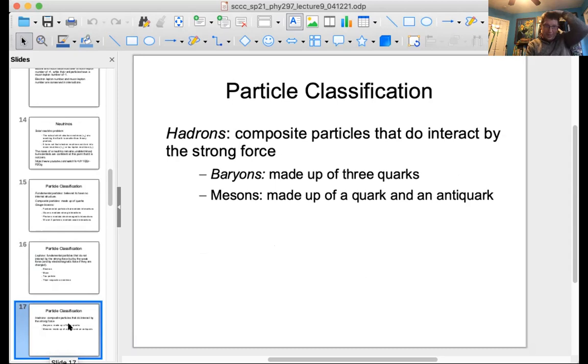So hadrons are composite particles that do interact by the strong force. So the proton is an example of a baryon, which is an example of a hadron. So you have this hierarchy going on. And then you have the mesons, which are another type of hadron. These are particles that have short lifetimes, but they can be created in collisions. So the baryons, like protons and neutrons, for example, they're made up of 3 quarks. And mesons are made up of a quark and an antiquark. So a slight difference between the two.